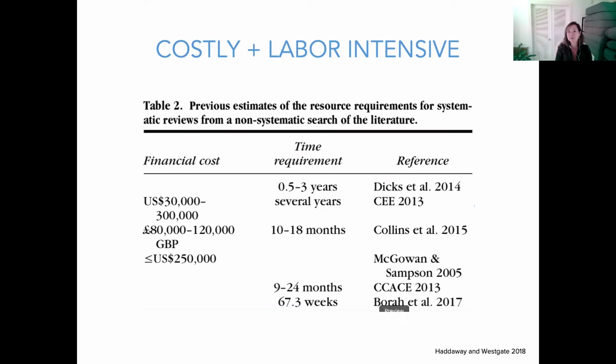These estimates are probably a bit old at this point, but the cost of systematic syntheses can range anywhere from $30,000 to $300,000 US. And depending on the scope, they could take several years. And as I mentioned earlier, in the conservation field, we really are working on these very, very urgent timelines where policy decisions about climate change, about conservation, about sustainability and sustainable development are being made right now. But we know that there is evidence out there that has not yet been synthesized, that hasn't been included, that hasn't gotten into the hands of decision makers.